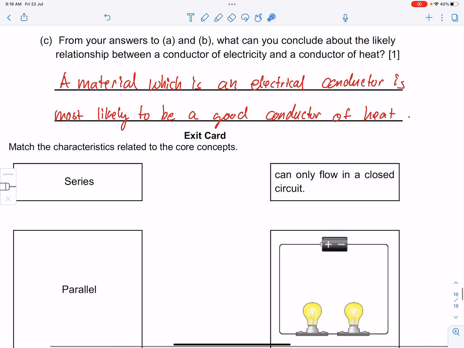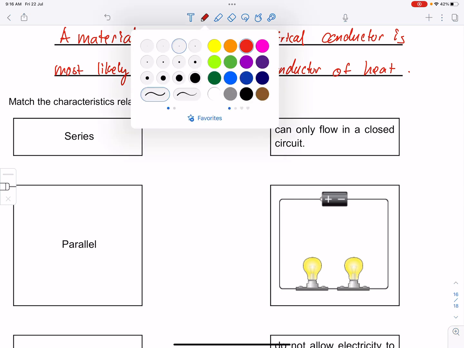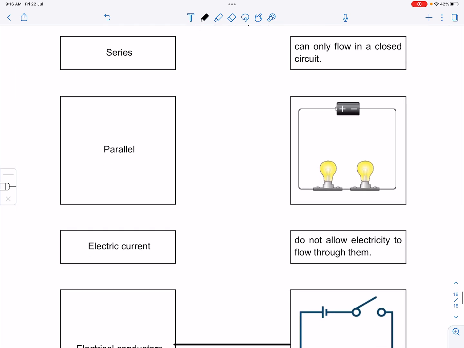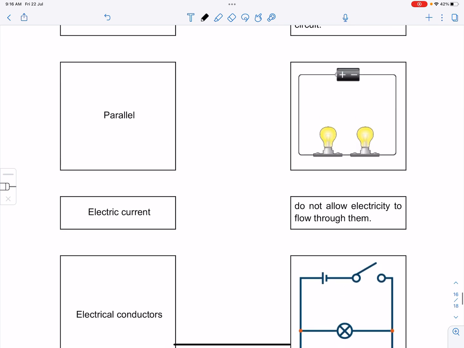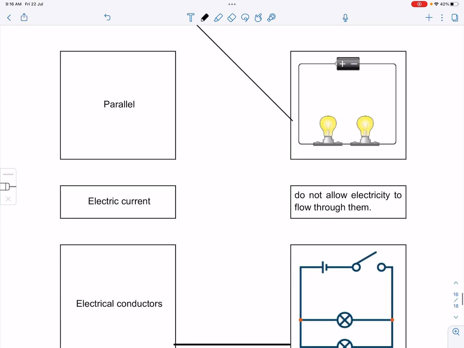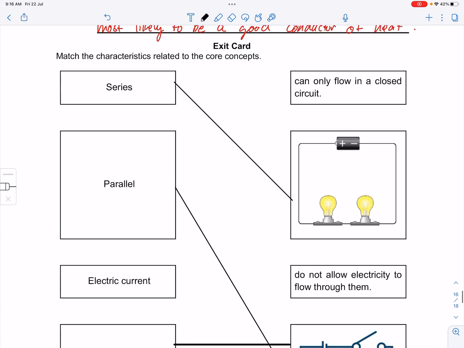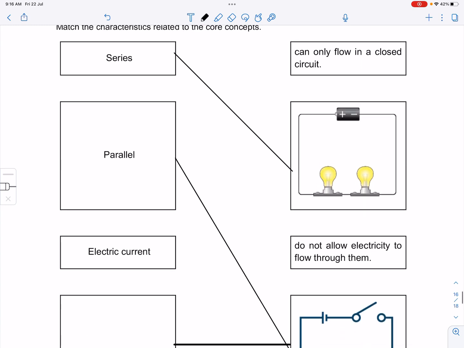Now, let's take a look at the last part here, your exit card. Use ruler and pencil, seriously. So match the characteristics. Very straightforward. For series, it will be this one over here. You see there's only one flow. Parallel looks like this. This is a circuit diagram. Electric current can only flow in a closed circuit.